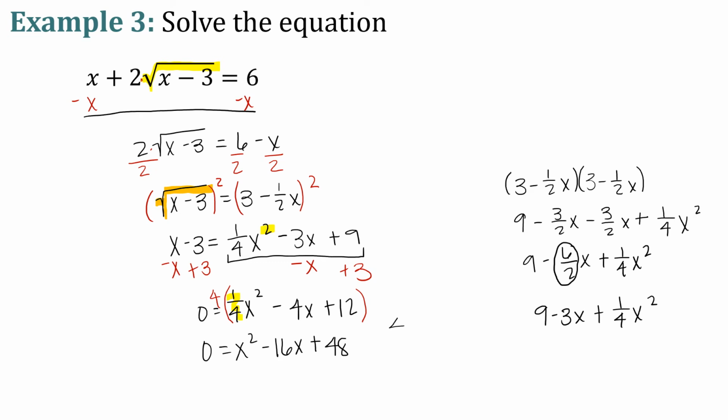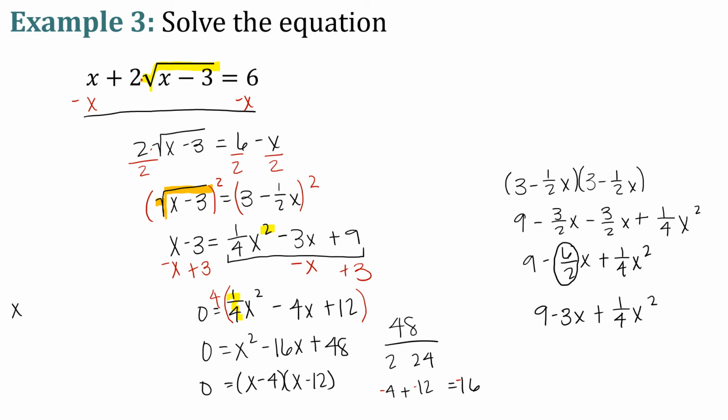We need factors of 48 that add to give us a negative 16. So 48 we know to be 1 and 48, 2 and 24, 4 and 12, bam, right there, that equals 16. But we need it to be a negative 16, right? So we need negative 4 and negative 12. So we have x minus 4, x minus 12.